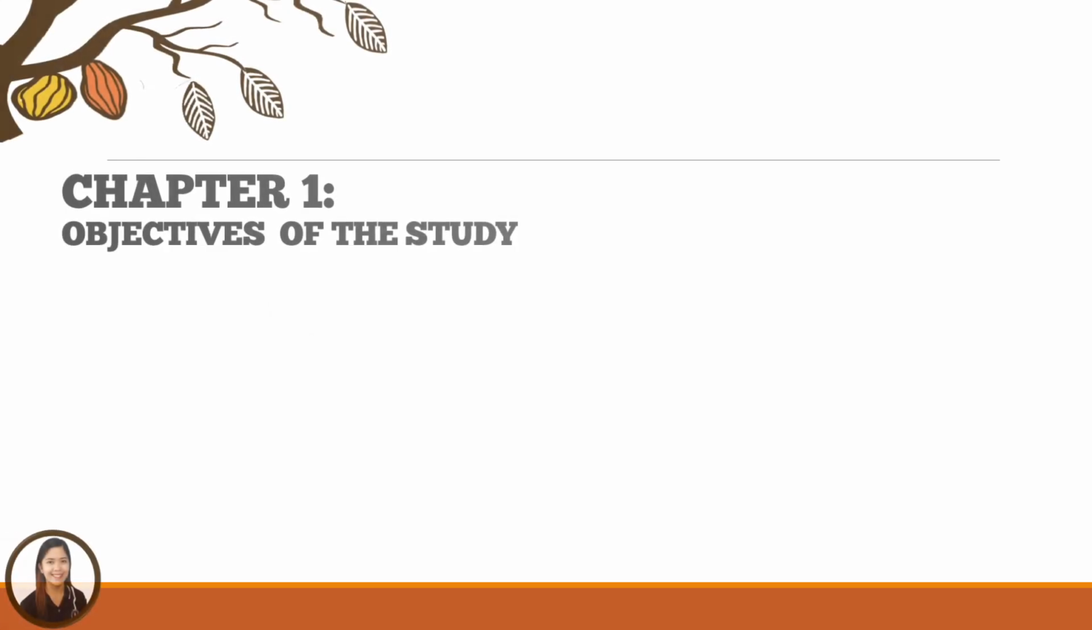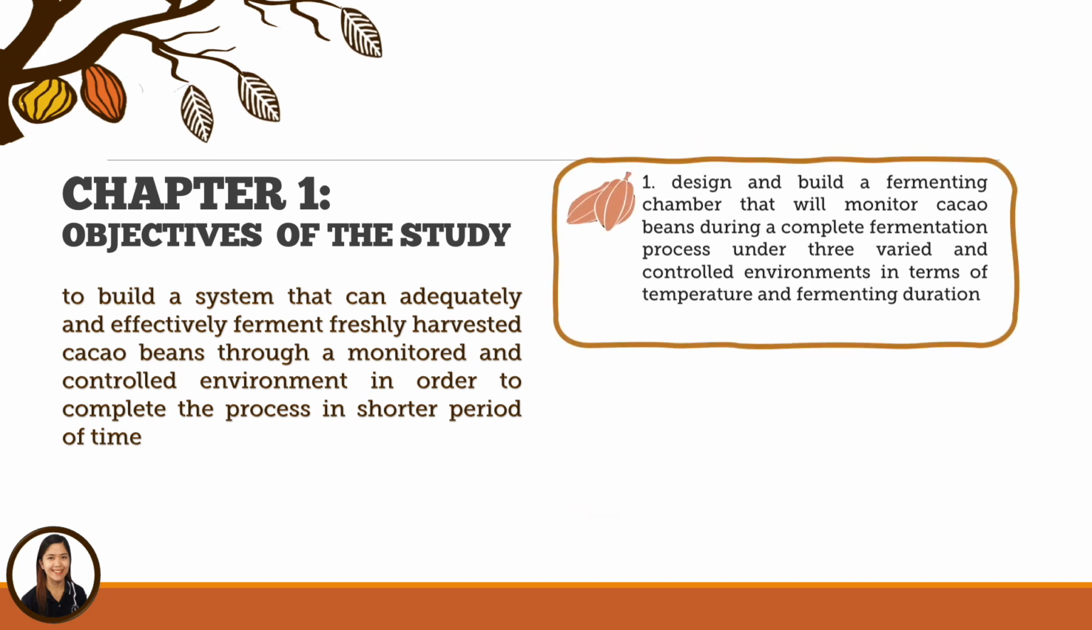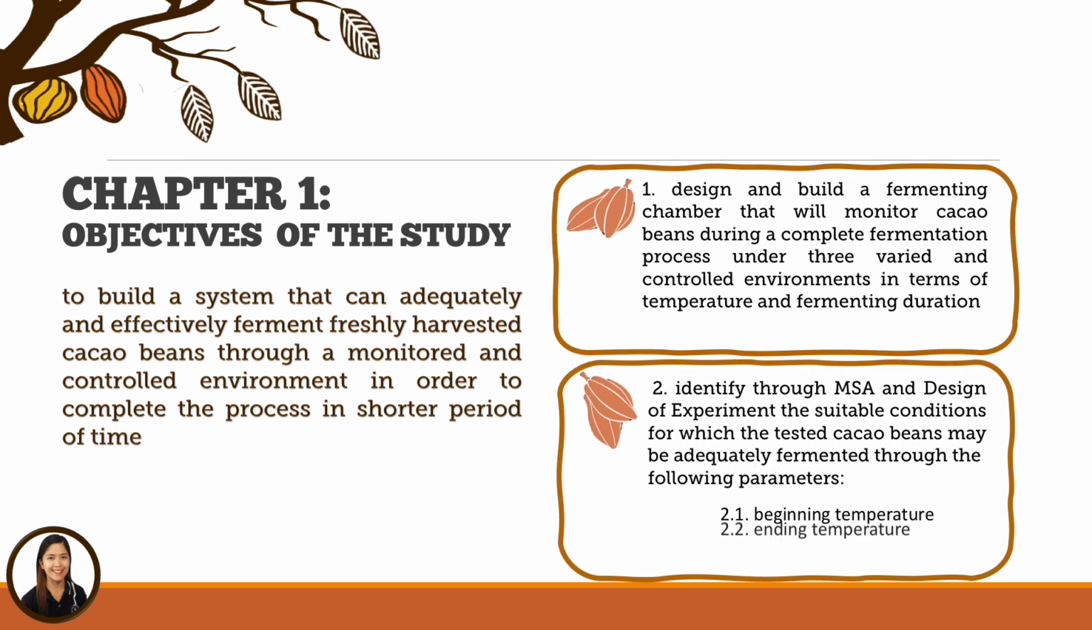The general objective of the study is to build a system that can adequately and effectively ferment freshly harvested cacao beans through a monitored and controlled environment in order to complete the process in a shorter period of time. To be more precise, the project study specifically aims to: number 1, design and build a fermenting chamber that will monitor cacao beans under 3 varied and controlled conditions in terms of temperature and fermenting duration. Number 2, identify through MSA and design of experiment the suitable conditions of tested cacao beans.